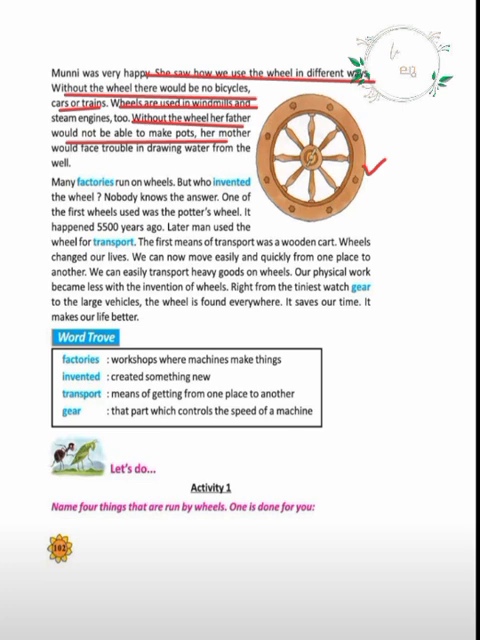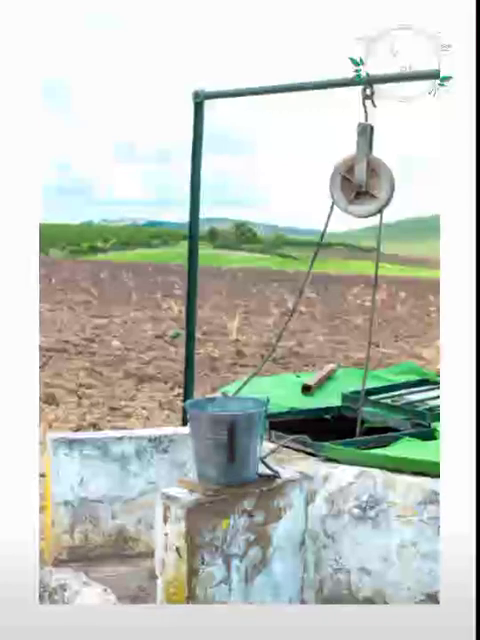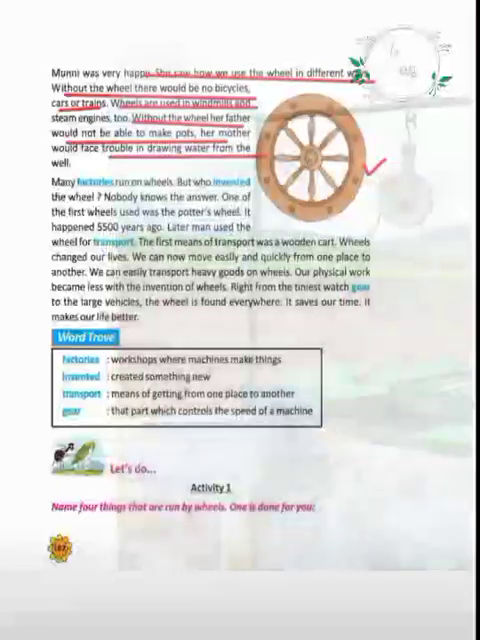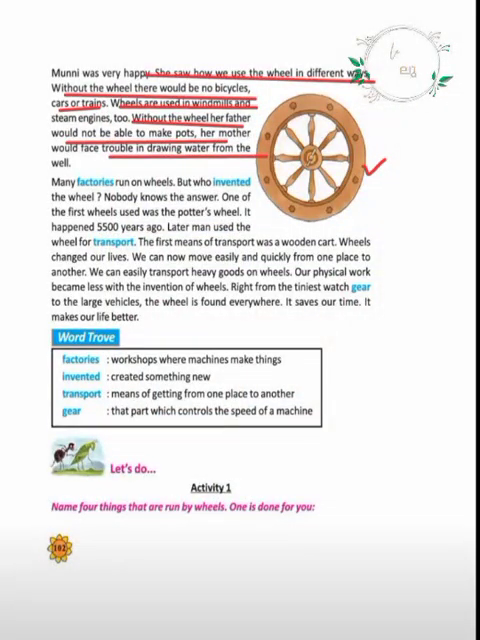Her mother would face trouble in drawing water from the well. So I told you, from the well we need a wheel to draw the water. Okay, without a wheel it's very difficult to draw the water. So with the help of the wheel, Munni's mother can draw water easily. See here, this is the wheel. Okay, so we can draw the water easily from the well with the help of this wheel. Now let's look at the next paragraph.